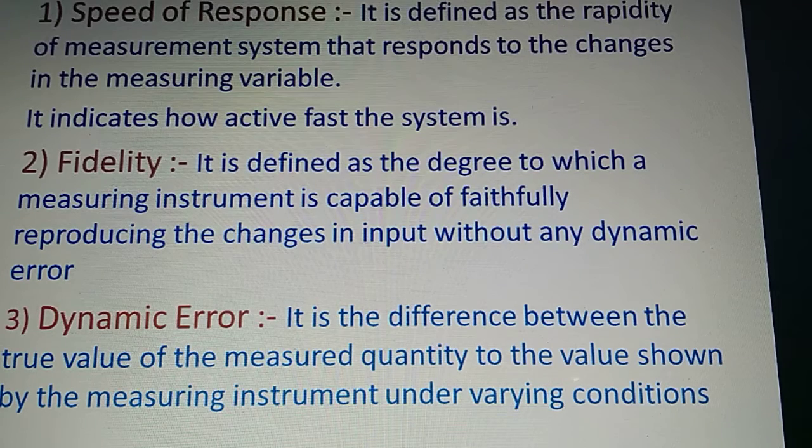And the third criterion, or I can say the undesirable criterion for the dynamic characteristic, is the dynamic error, and it is the difference between the true value of the measured quantity and the value shown by a measuring instrument under varying conditions.